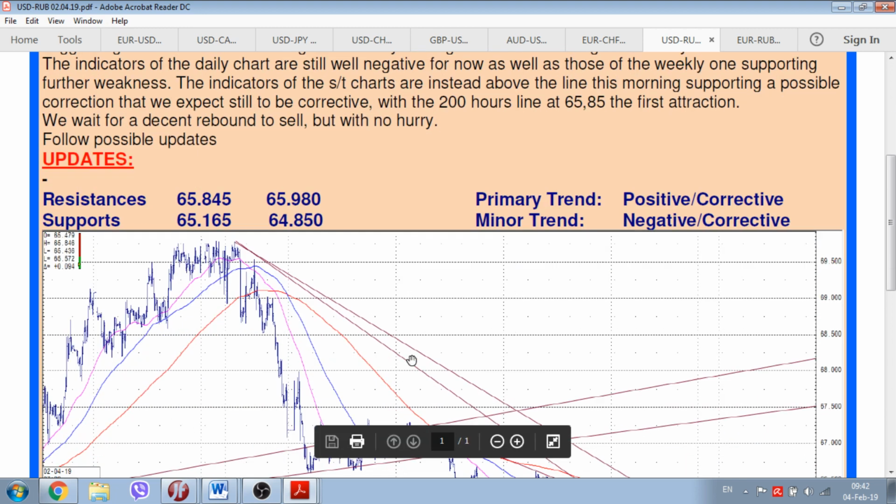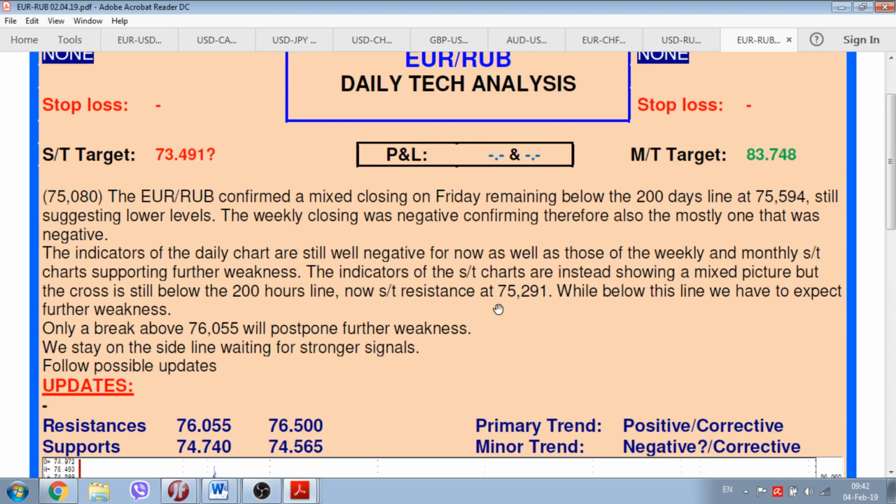As you could see, resistances from the part of FutureTrendResearch are located at 65.845 and 65.98, and supports at 65.165 and 64.85. The same applies, by the way, for the Euro-Ruble.